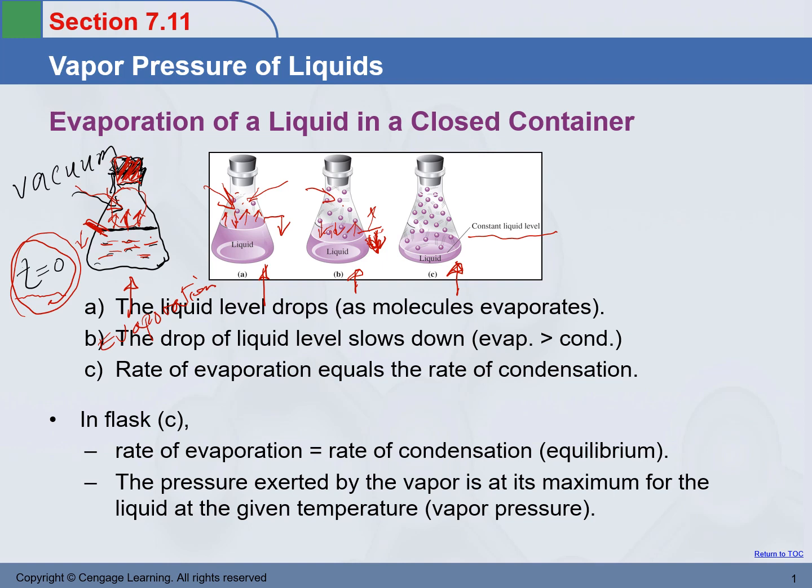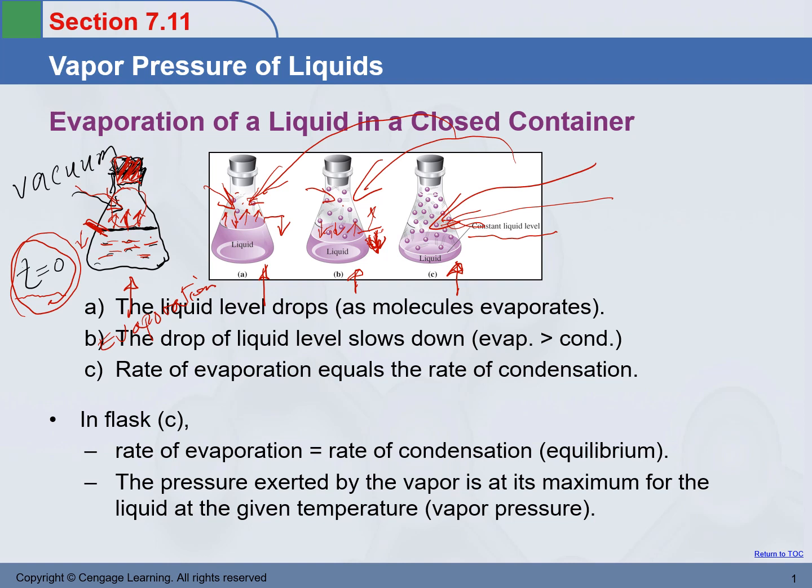Also, the pressure exerted by the vapor here in flask C is at its maximum. It is greater than there. It is greater than there. Does that make sense to you? Because at equilibrium, you have the maximum amount of gas particles. You cannot go beyond that. If it goes beyond that, condensation will become faster than the evaporation, so it will condense back.